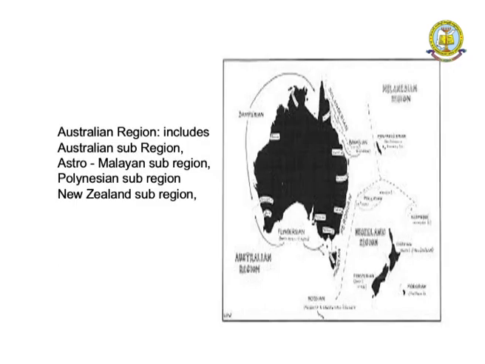So coming to the Australian region, it consists of the Australian subcontinent, the Malayan region, the Polynesian region, and the New Zealand subregion. So we find many characteristic animals present in this particular region.